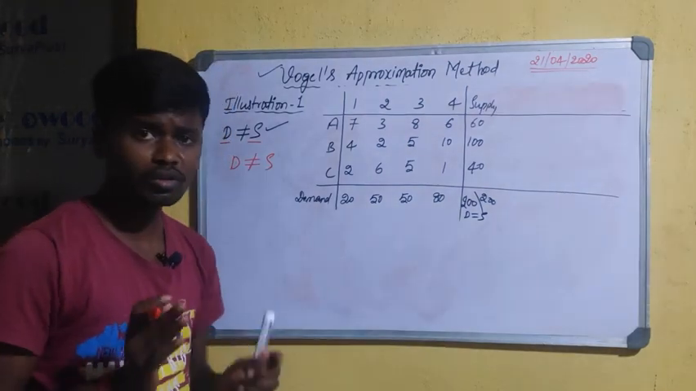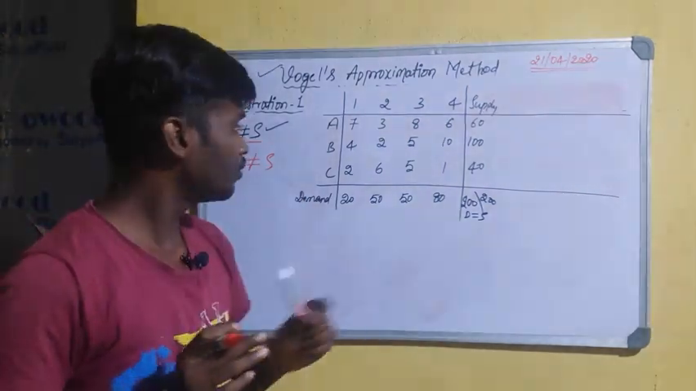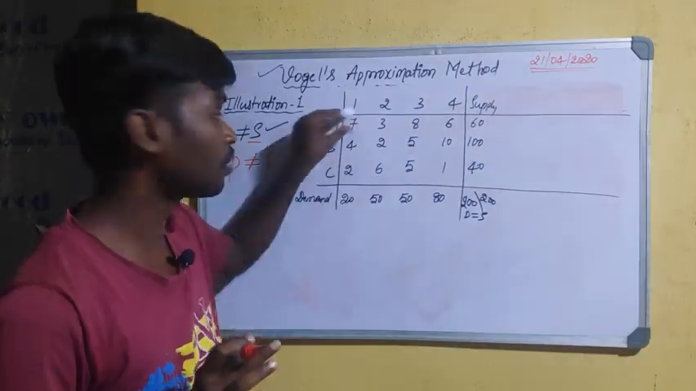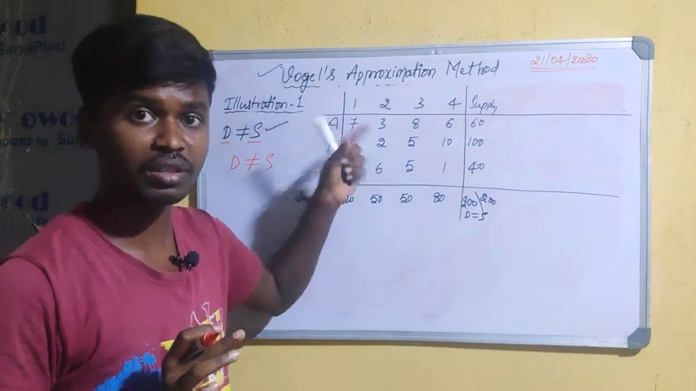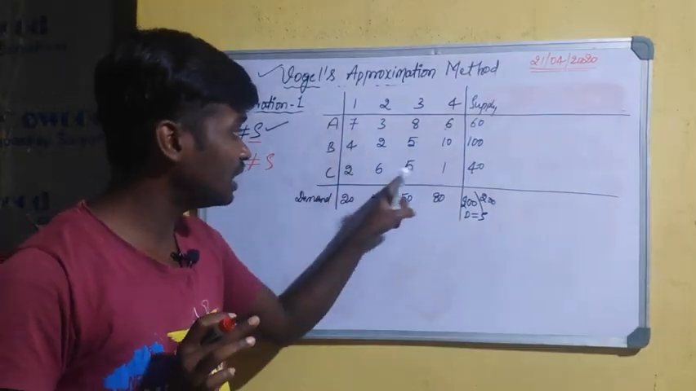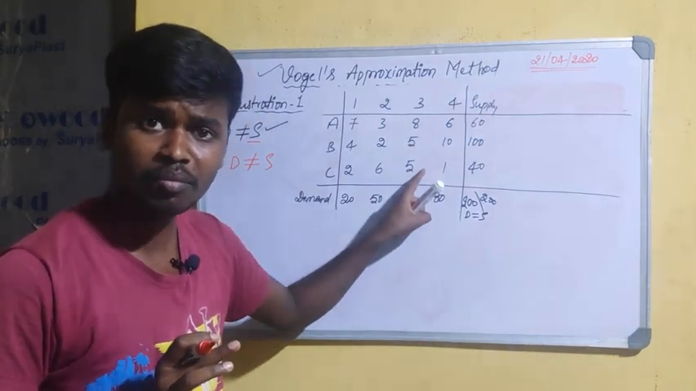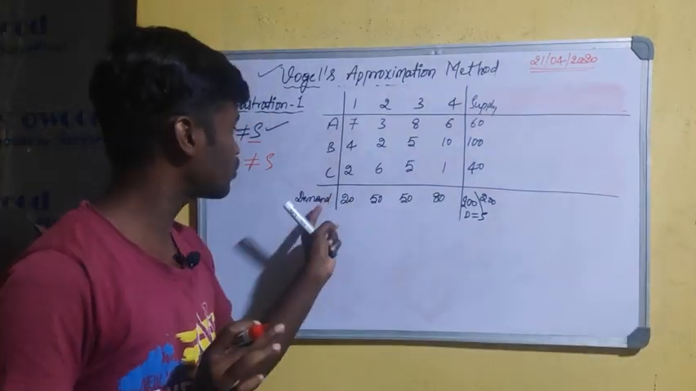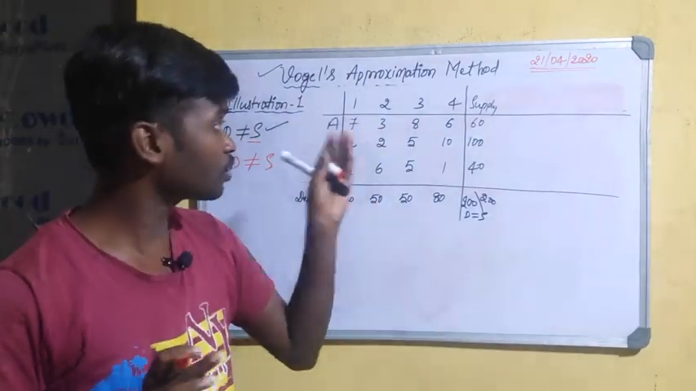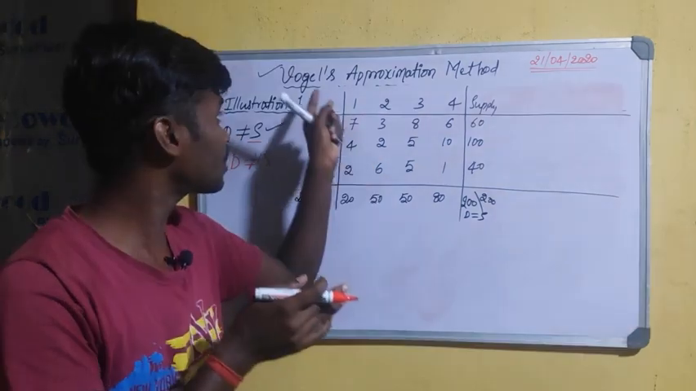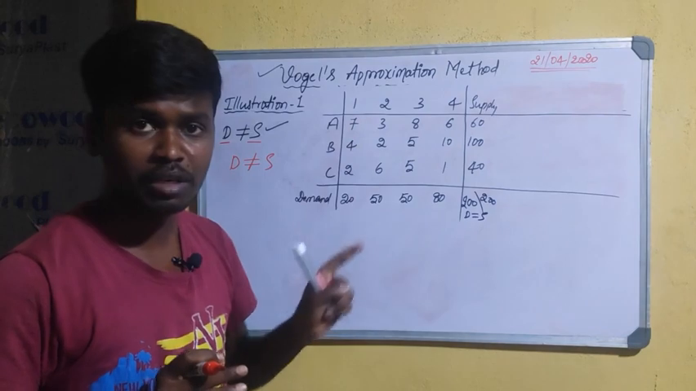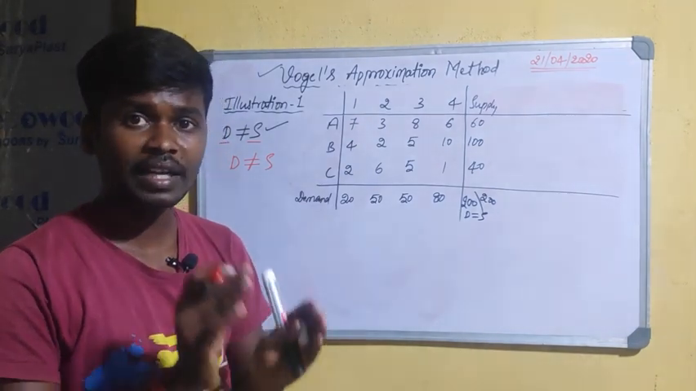In the northwest corner method we satisfy the demand and supply by selecting the northwest corner number. Under the least cost entry method we select the least number from the entire transportation problem and satisfy the demand and supply. In Vogel's approximation method, as I explained in the previous theory class, the base is the row penalty and column penalty.